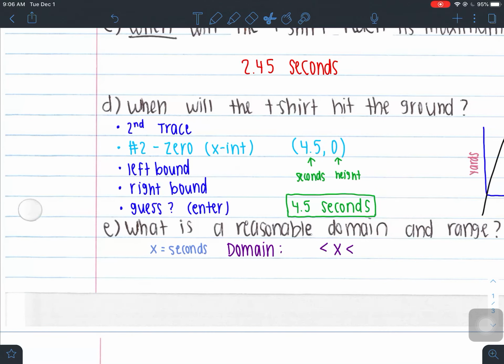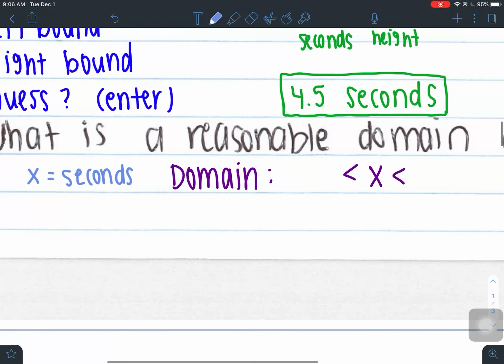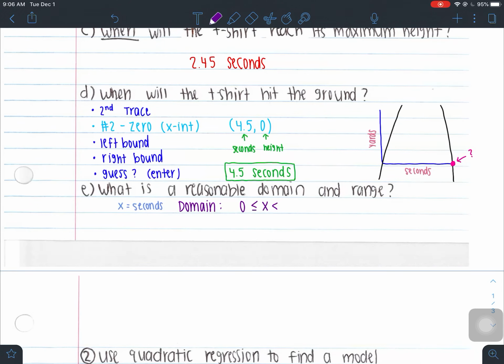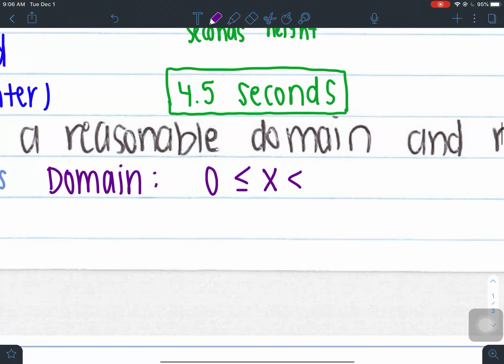So what's the least amount of seconds he can shoot the t-shirt into the air? Well, the least amount of seconds would be 0 seconds. He doesn't have to shoot the t-shirt in the air. And it can be equal to 0 seconds. And then it says, what is the maximum amount of time that t-shirt is in the air for how many seconds? Well, the t-shirt's going to land back on the ground at 4.5 seconds. So after 4.5 seconds, it's no longer in the air. So 4.5 seconds is the maximum time that you're going to have. And it can be equal to that.